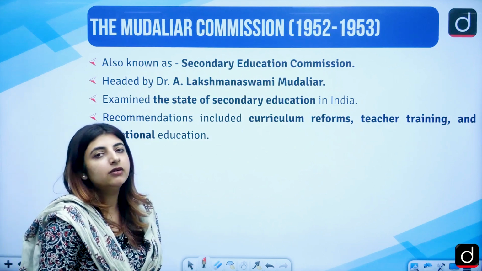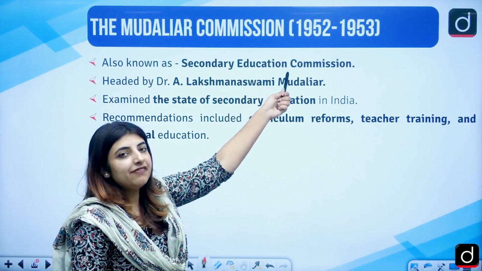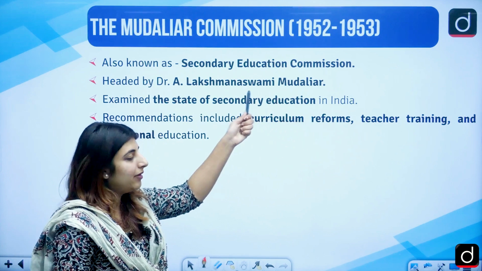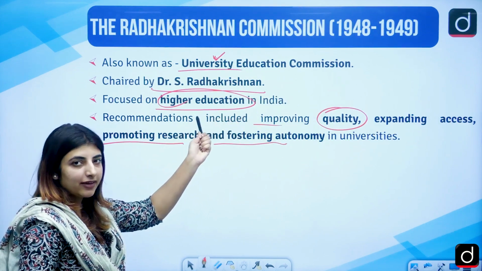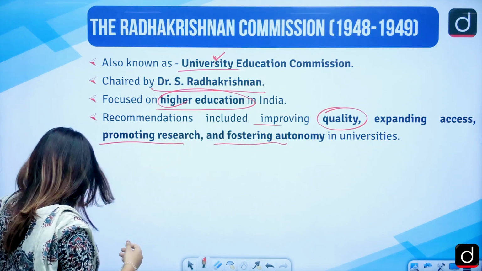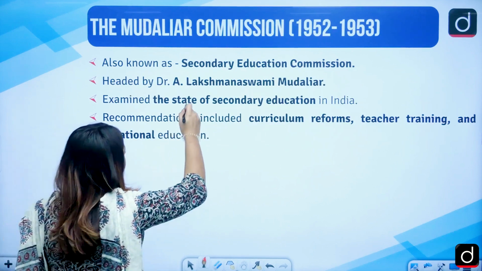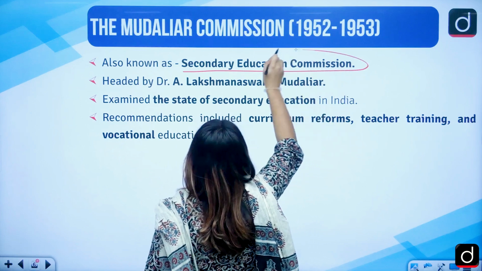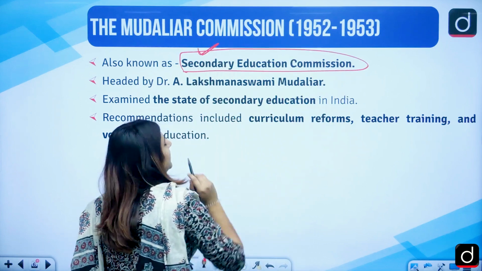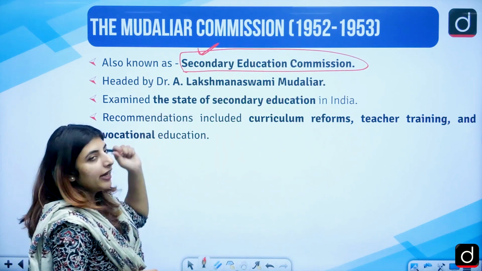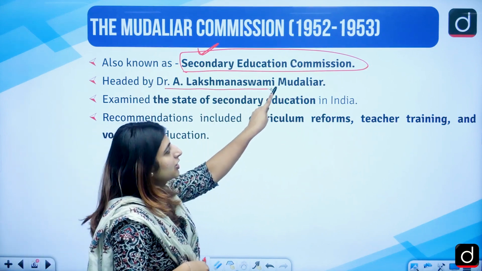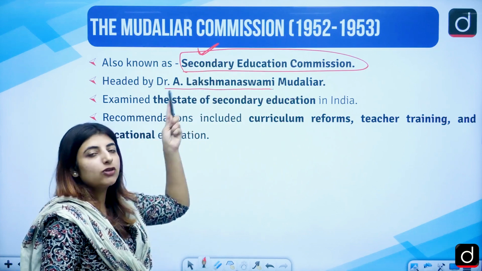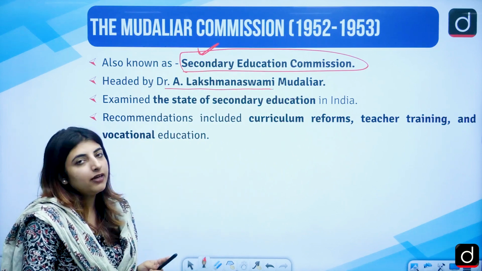Then we have the Mudaliar Commission. 1952 to 53 is the timing. There also you were supposed to note down that the 1948-49 Radhakrishnan Committee came after independence. It is also known as the Secondary Education Commission, which deals with secondary education. It was headed or chaired by Dr. A. Lakshmanaswami Mudaliar, hence it was also titled the Mudaliar Commission.